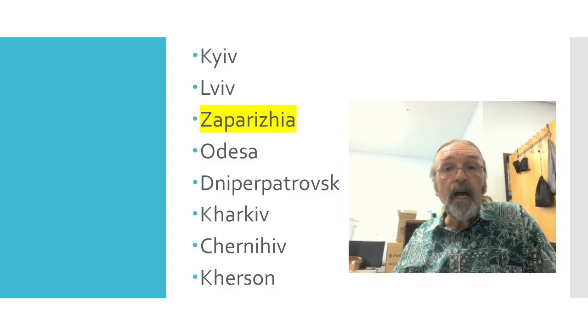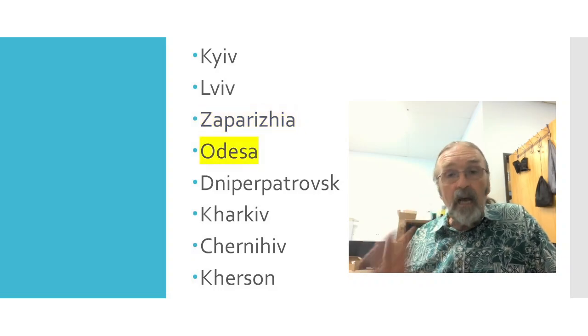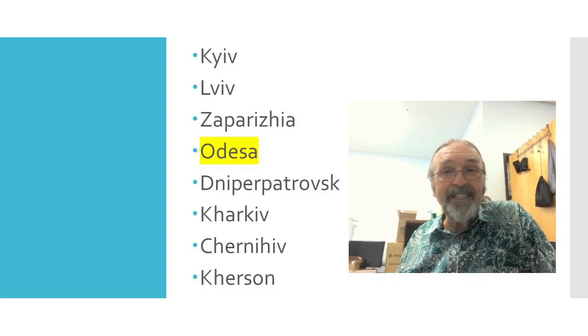Then there's Odessa. I'm pushing the wrong buttons again. Don't mind me. Now, if you're speaking in Russian, it's Odessa. So Odessa. But if you're speaking in Ukrainian, Odessa. It's a solid O.